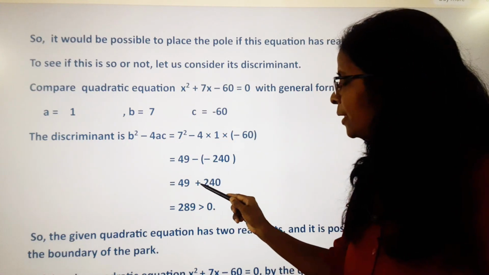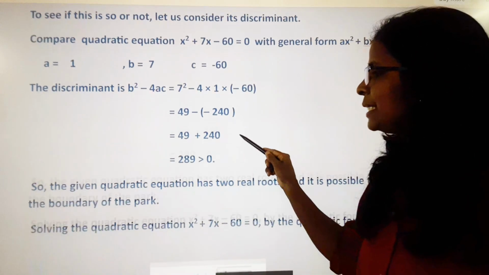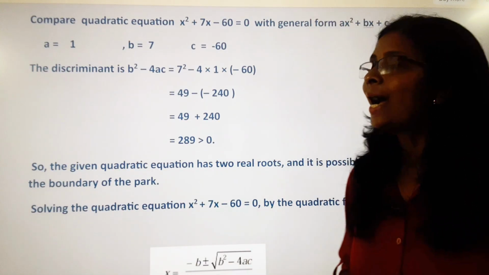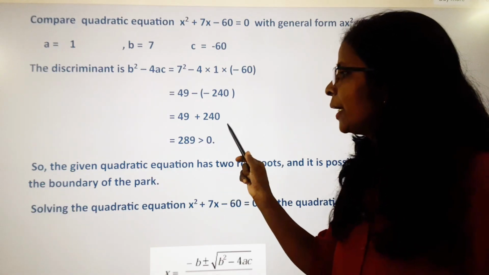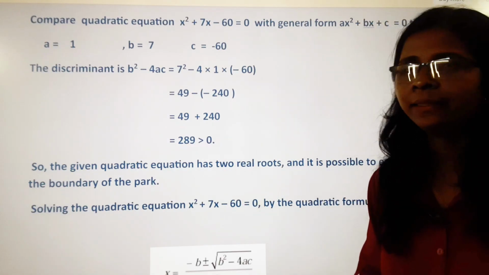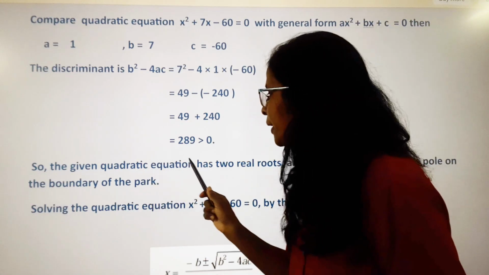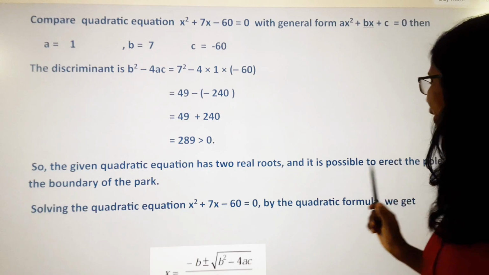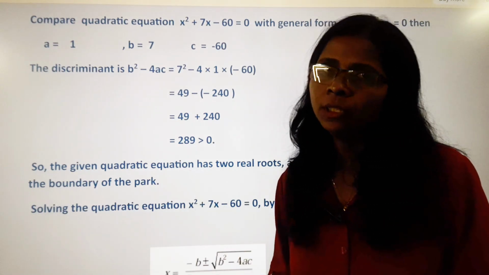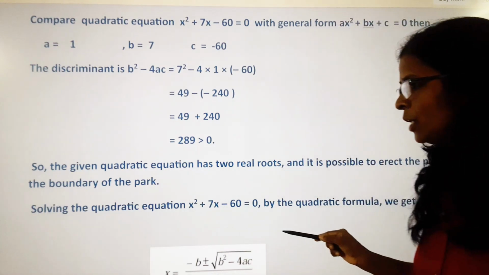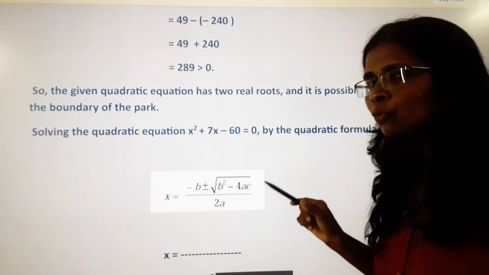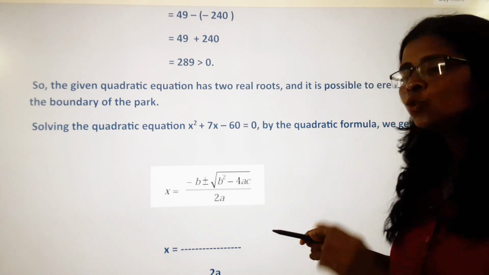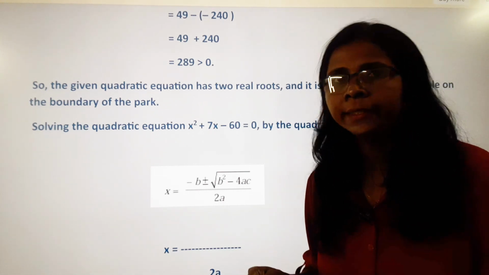So here 49 plus 240 is equal to 289, and 289 is greater than 0. As this discriminant value is greater than 0, we can say that the given quadratic equation has two real roots, and it is possible to erect the pole on the boundary of the park. So now, as we get real roots, real solutions, that means we have to solve this quadratic equation.